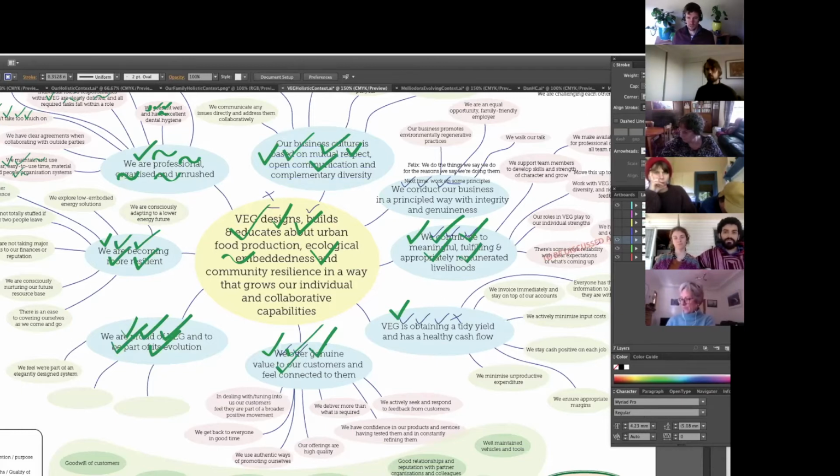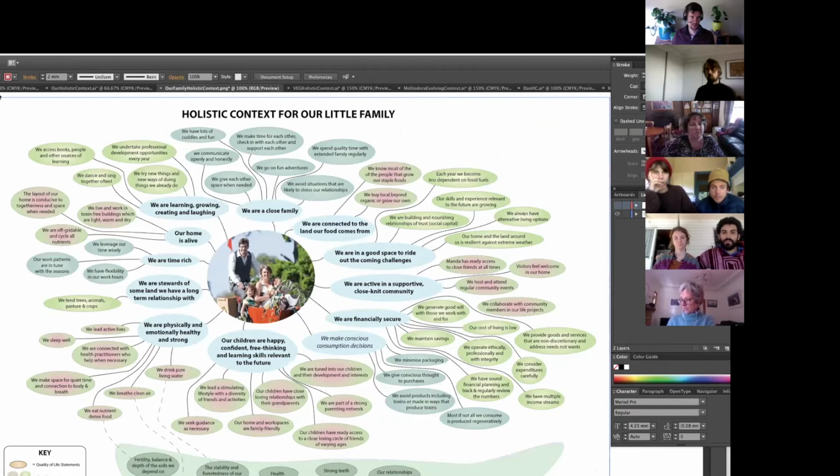Same thing with the family, same deal. We do it less as a family these days. We don't do it on a 6-week cycle or whatever. We pull it out periodically and we check in. How's it going? How are we feeling? Are we feeling close? Are we learning, growing, creating, and laughing? Is our home feeling alive? Where do we want to focus our efforts?